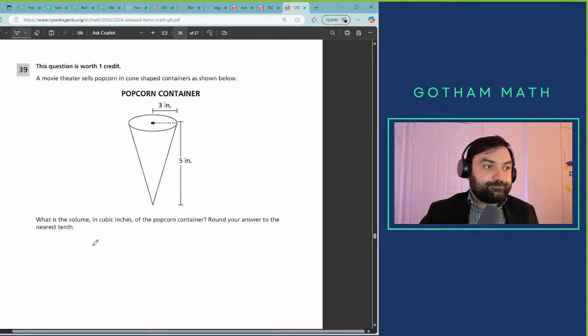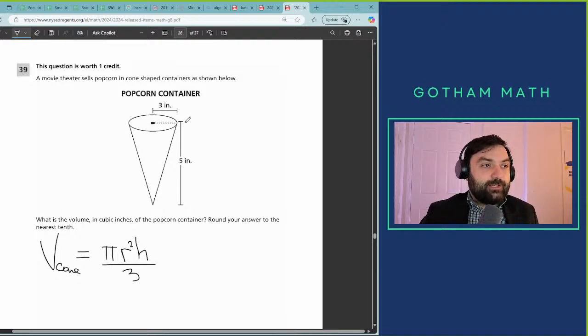So what do we need to know? We need to know the volume formula for a cone. What is the volume of a cone equal to? It's the same formula as a cylinder, but divided by 3. I don't like writing 1/3. I like over 3.